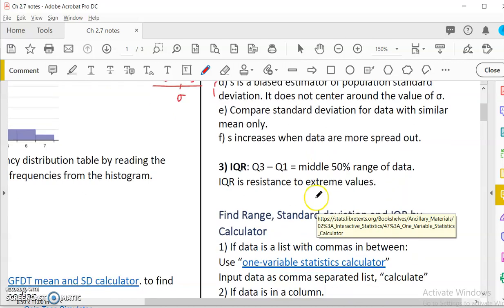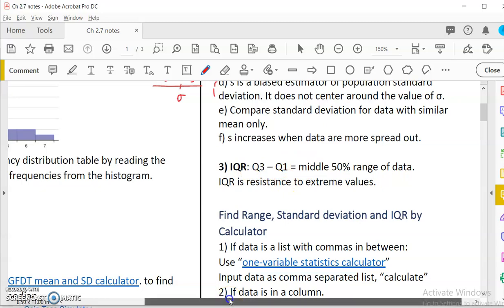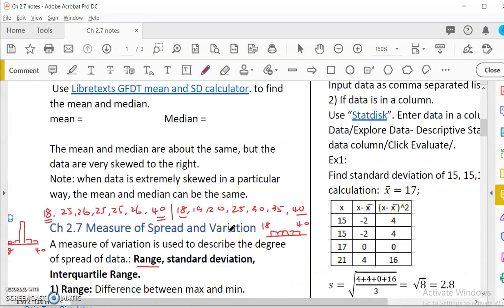The third measure of variation is the IQR. The range is affected by outliers or extreme data. The IQR only measures the middle 50% range of the data. So it's Q3 minus Q1. If this is big, that means the data vary more. If this is small, the data vary less. So going back to the original example, if I get the IQR, it would be maybe from 20 to 35, so it's 15.